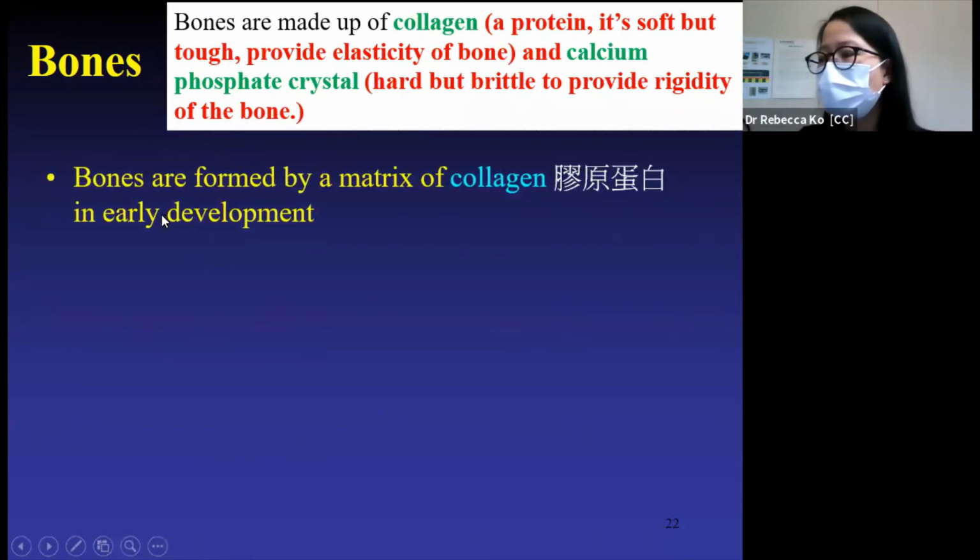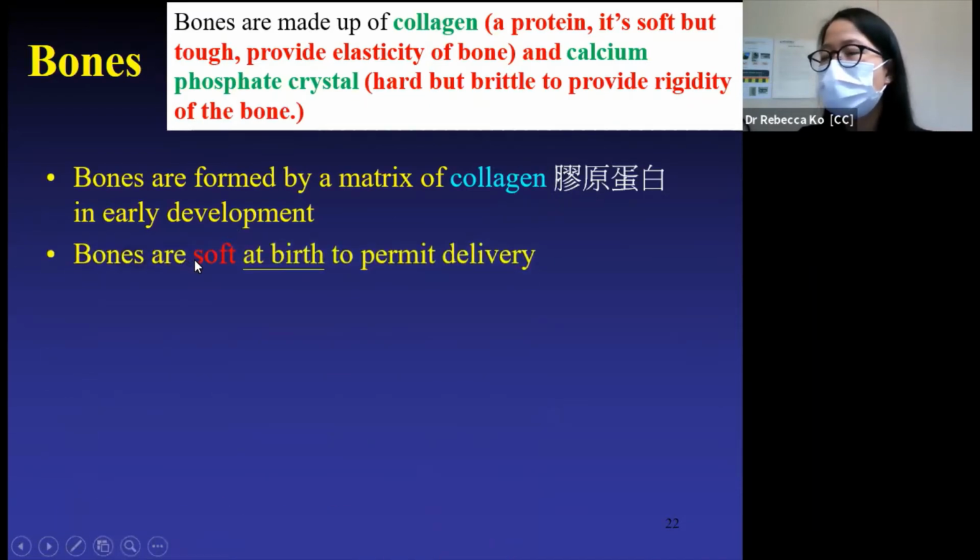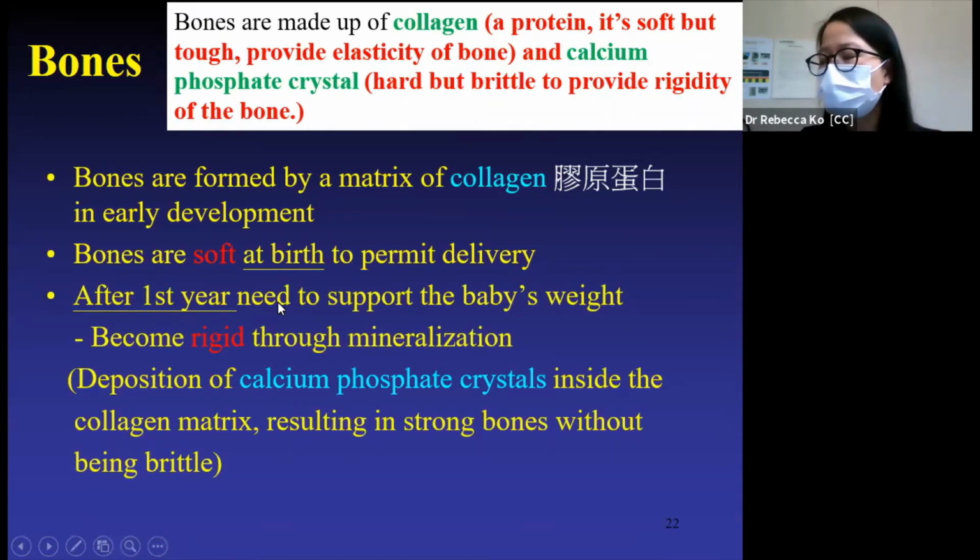And I would say, at the early stage, in infants at birth, all the bones are soft. This permits the delivery, right? If the bones are strong and hard, mommy may not be able to deliver the baby. So the bones at that stage are all soft, mainly collagen. And after the first year, they need to support the baby's body weight, right? That's why the bones start to become rigid.